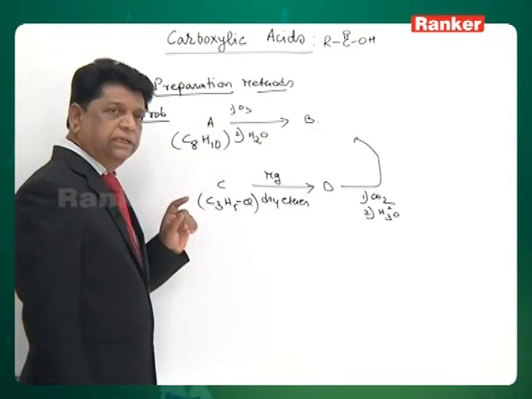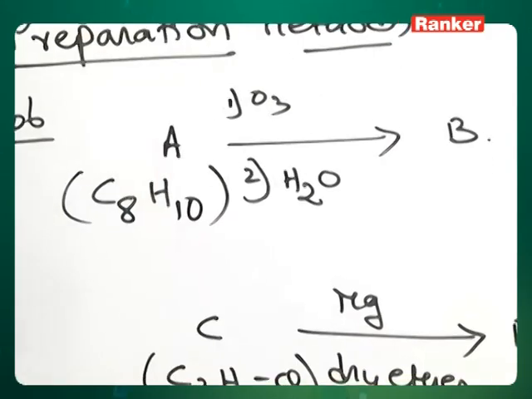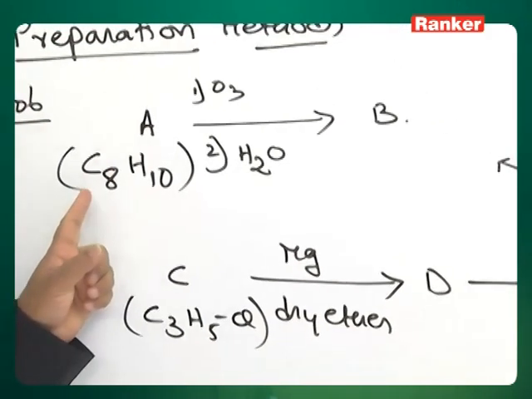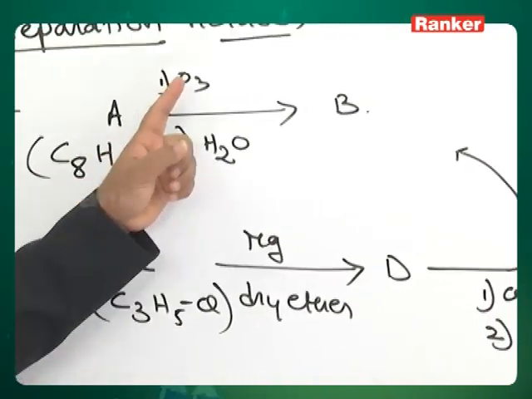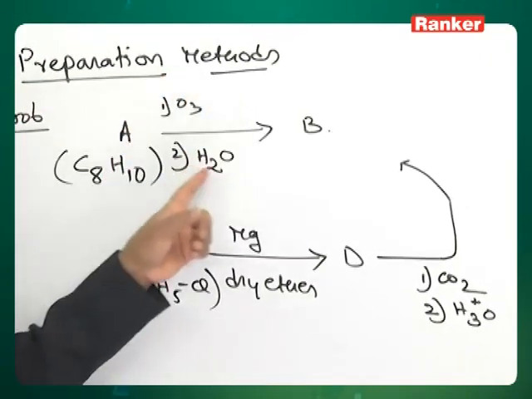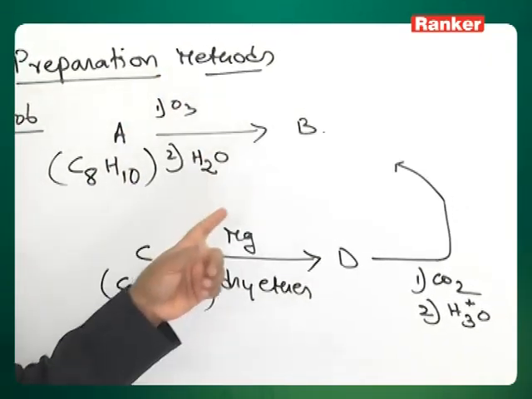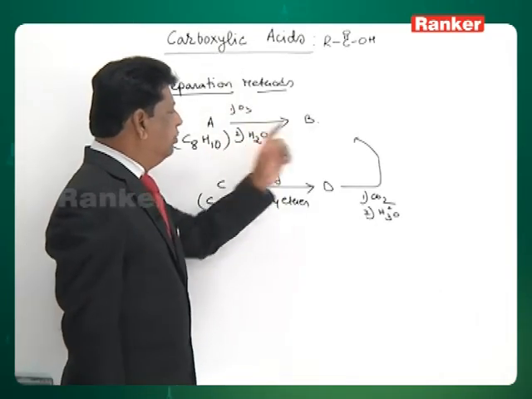The data given is like this, actually a flow sheet type of representation I made. Compound A with the molecular formula C8H10 is treated with ozone followed by hydrolysis with water, that is, ordinary hydrolysis, that is oxidative ozonolysis. So, that gave compound B.